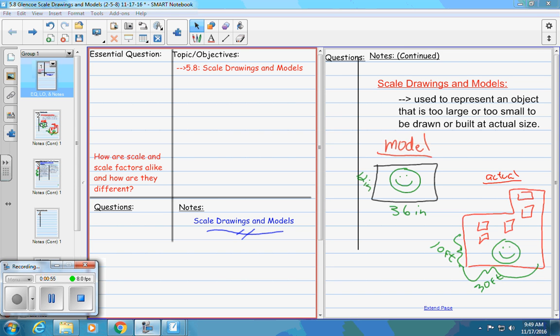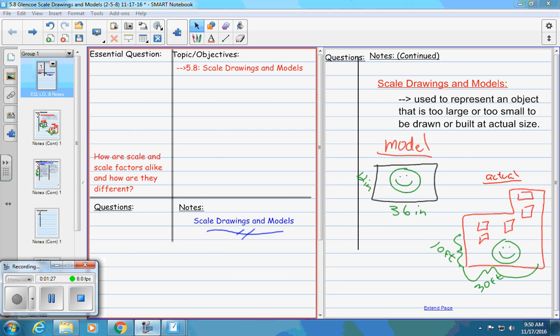Okay, welcome back, students. So this lesson is about how to use scale drawings and models. And our essential question is, how are scale and scale factors alike, and how are they different? So scale drawings and models are used to represent an object that is too large or too small to be drawn or built at actual size. Like I said, similar to an artist making one of those really large building murals, or similar to an architect making architectural drawings for a building or a home.